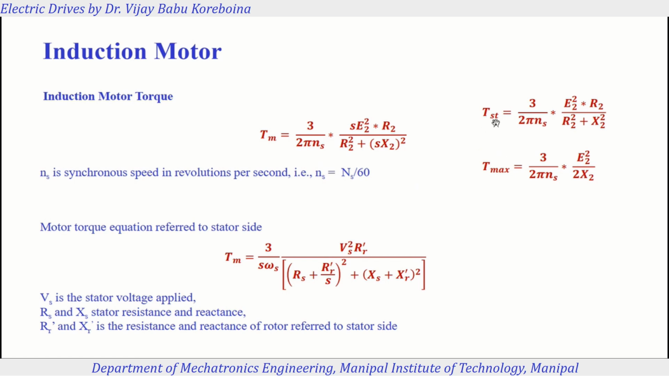And how do we get the starting torque? Starting torque is at standstill, when the motor speed is 0. So what is slip? (Ns minus N) divided by Ns. So with N equal to 0, Ns by Ns, slip is equal to 1. So at starting, s is equal to 1; put s equal to 1 and you will get this equation for starting torque. Now we have also derived the maximum torque. The maximum torque appears when slip is equal to R2 by X2. Putting that R2 by X2 slip value, we get this equation. That means maximum torque is proportional to the square of the applied voltage.